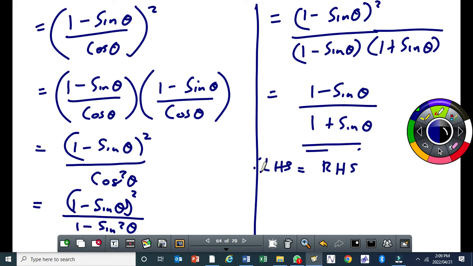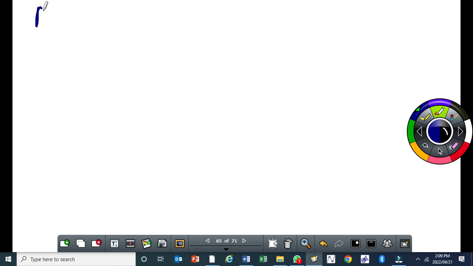Do you have any questions? Huh? Do you have any questions? Okay, so let's now simplify from here, from 1 minus sine theta until we get that left-hand side. Okay, so this is method 1. So method 2, we'll do it from the other side.